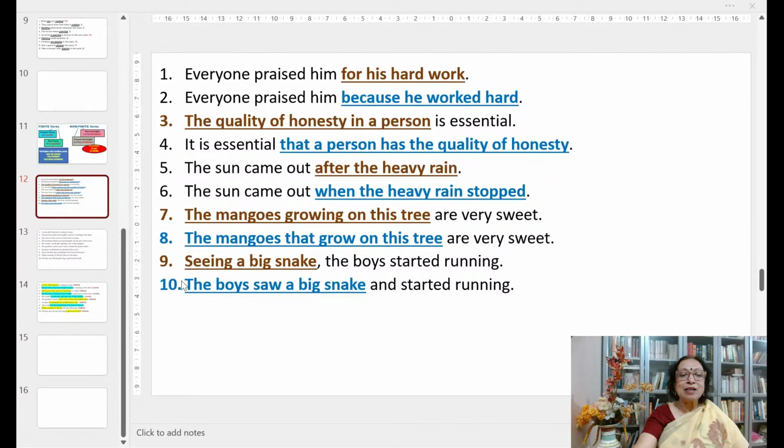Now, the ninth sentence, seeing a big snake, the boy started running. Seeing is an ing form, non finite, therefore, it is a phrase. It is not a clause. Here we have the boys saw a big snake and started running. The boys saw. Saw is the past tense of see. Seeing is non finite, saw is finite. So here is a phrase in number 9. Here is a clause in number 10.